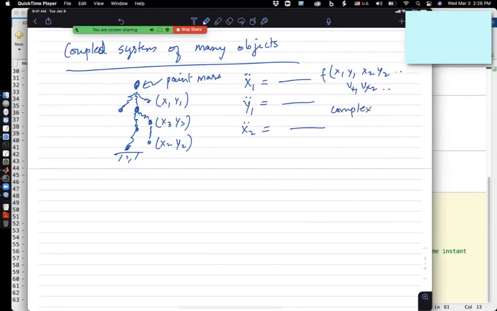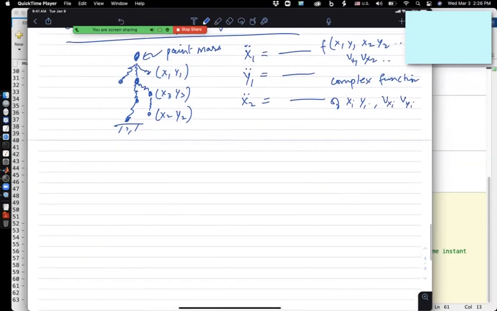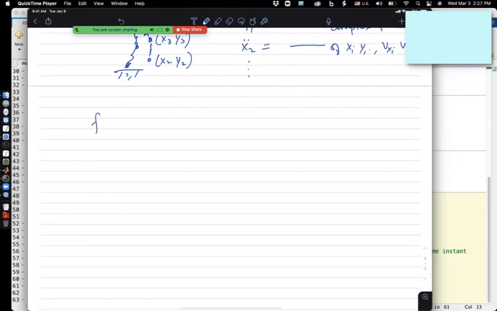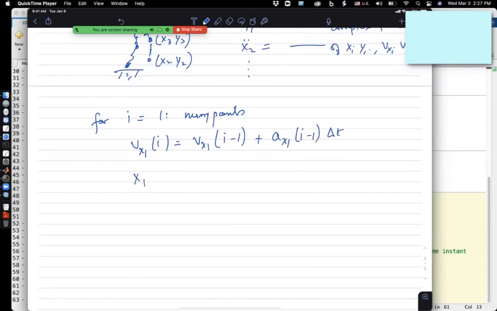Complex function of xi, yi, vxi, vyi, etc. It's going to be some complicated differential equation, etc. And you can imagine writing a big system of differential equations, but basically you can solve it with i equals 1 to however many points. And then you would basically go vx1 of i equals vx1 of i minus 1 plus ax1 of i minus 1 times delta t. You basically update each one of these things.